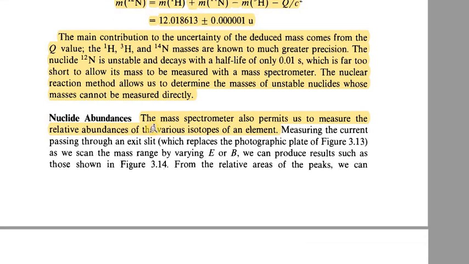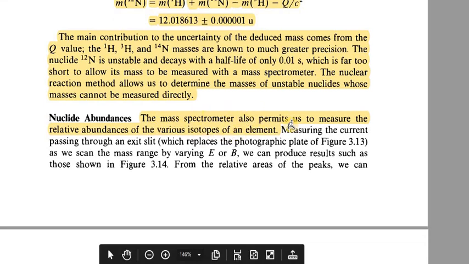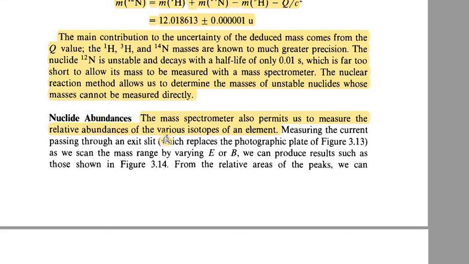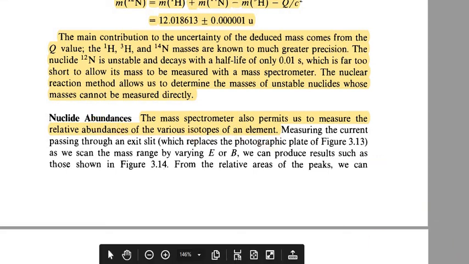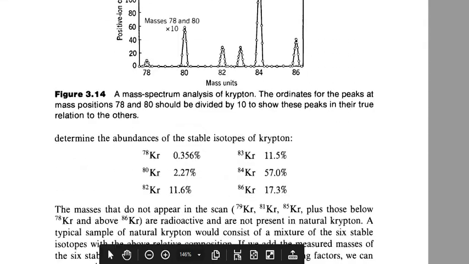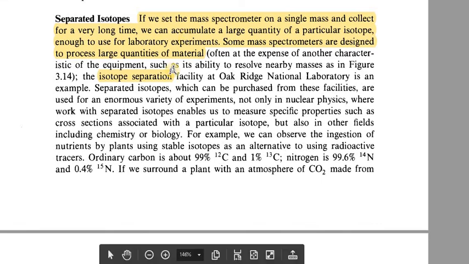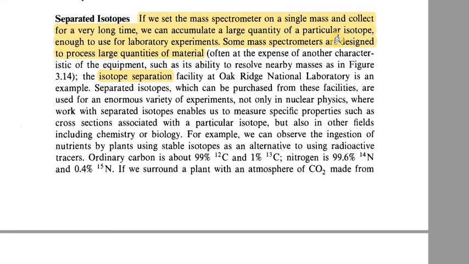Nuclide abundance. The mass spectrometer also permits us to measure the relative abundances of the various isotopes of an element. Then isotope separation. If we set the mass spectrometer on a single mass and collect for a very long time, we can accumulate a large quantity of a particular isotope, enough to use for laboratory experiments. Some mass spectrometers are designed to process large quantities of materials. Then we will go to the isotope separation.